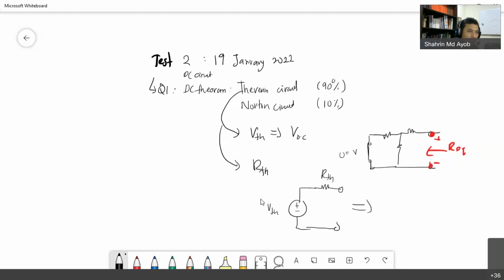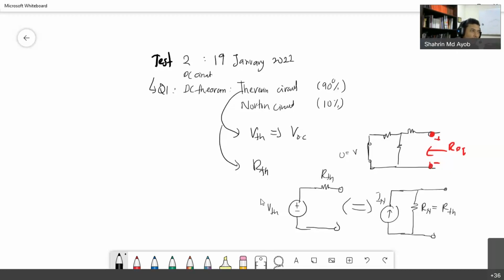And this Thevenin circuit is interchangeable, meaning that you can transform the Thevenin circuit into a Norton circuit. So this is the Norton circuit, which consists of the current source, which we call I Norton, and also the resistance Rn, where this Rn is equal to RTH.